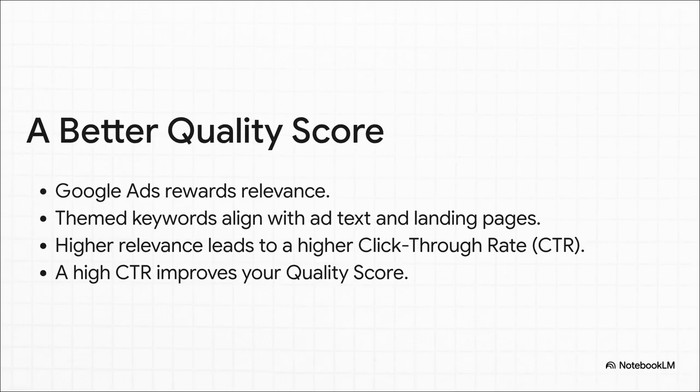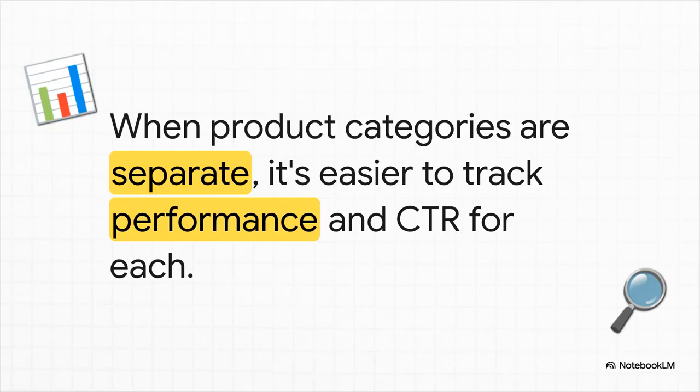It's that simple. All right, moving on to pillar number 2, this makes comparing your performance so much easier. Think about it. If you throw car tires and car stereos into the same bucket, how on earth do you know which one is actually performing well? You can't. But when you separate them into their own themes, you get crystal clear data. You can finally see which products are your big winners and which ones are just burning through your budget.